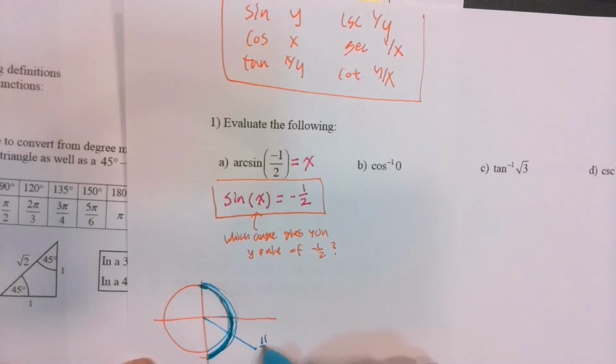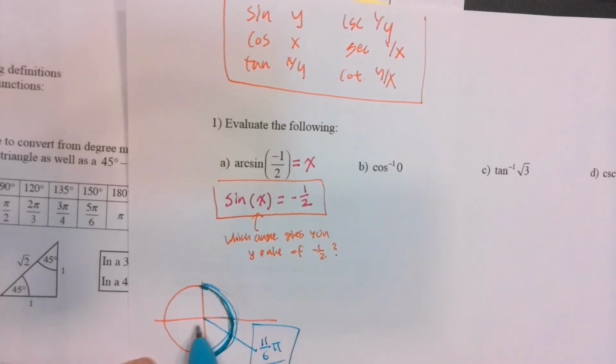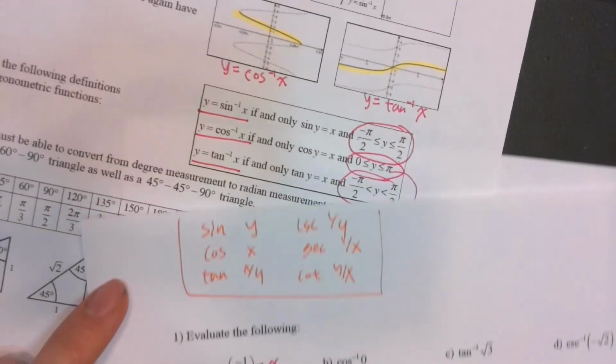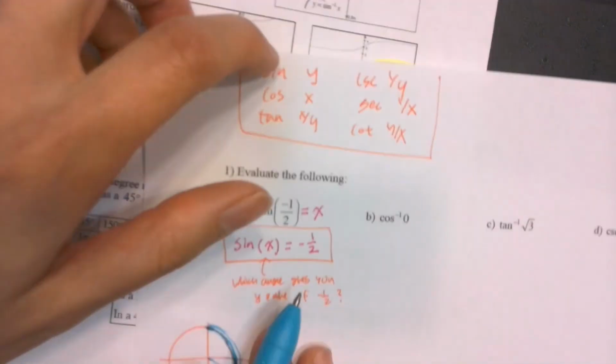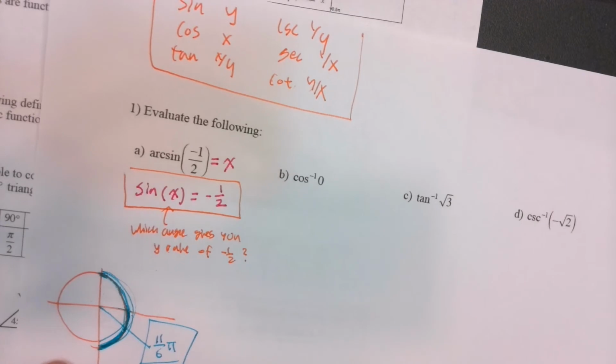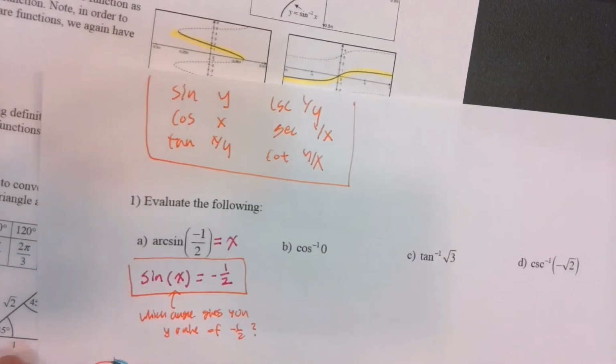Whoop, 11/6 pi. Why can't I use that 7/6 pi? Because that's not part of the restricted range. Remember, we are restricting the y over here. Does that kind of make sense? I hope it does. Let's do a few more.